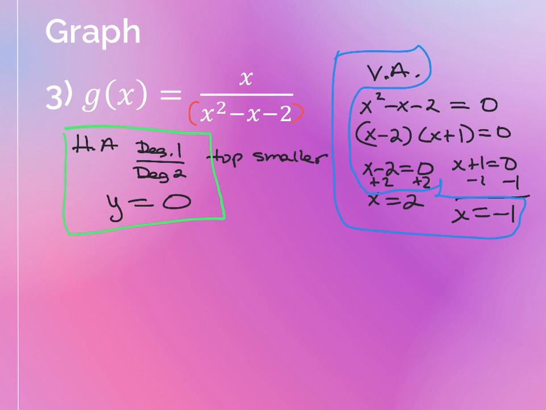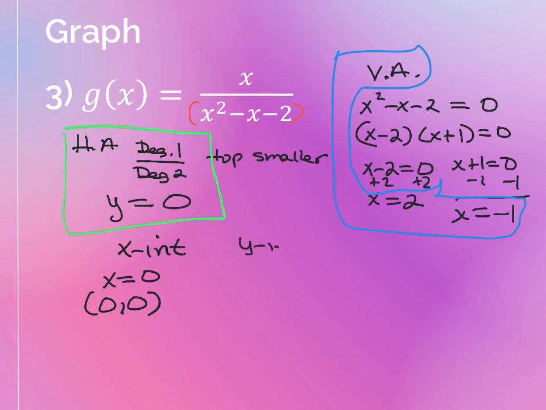Now let's find the x and the y-intercepts. So let me find my x-intercept. Again, remember you're plugging in y equals 0, but bottom line, all you need to do is set the numerator equal to 0. So x equals 0. So my x-intercept is located at 0, 0, because remember the y value is always 0.